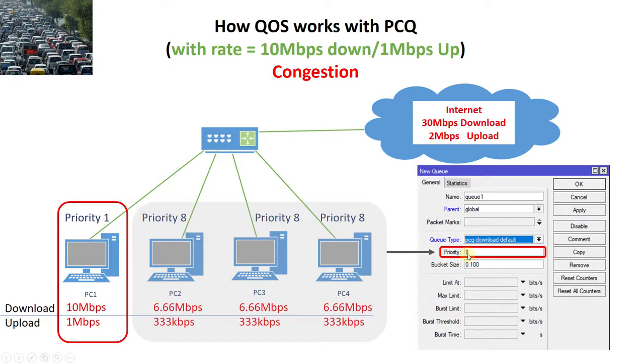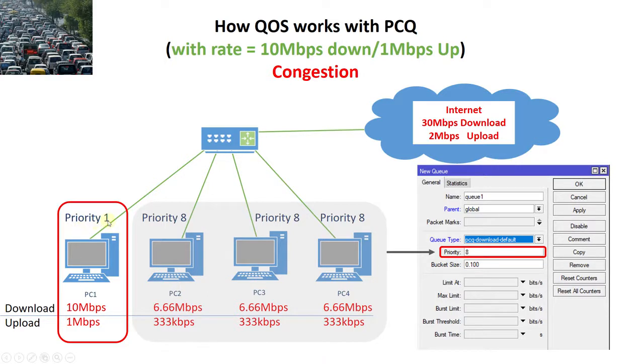One is priority. If you look when you're creating a new queue, you see this field that says priority, and how the priority works is that the bigger or the larger the priority number is, the lower the priority. So priority 1 will have a higher priority than priority 8. So in a congested network, the computers that have priority 8 will get the remaining bandwidth.